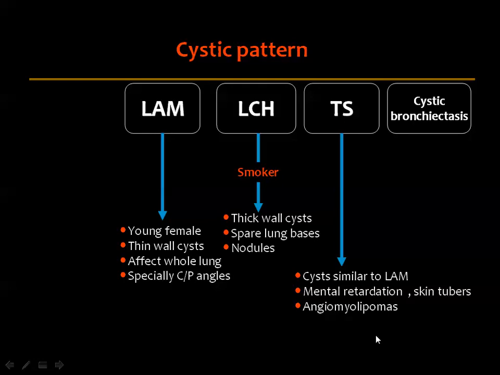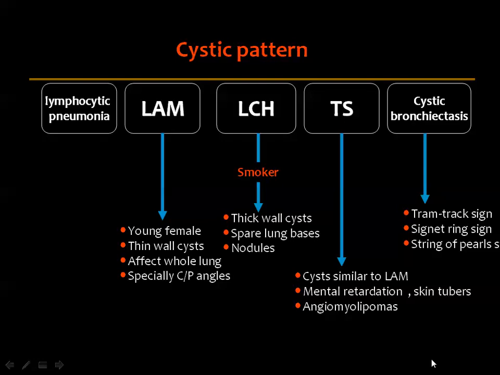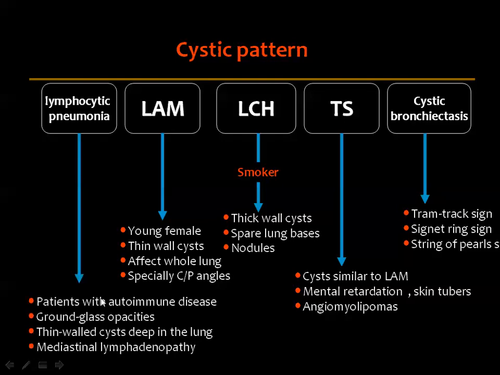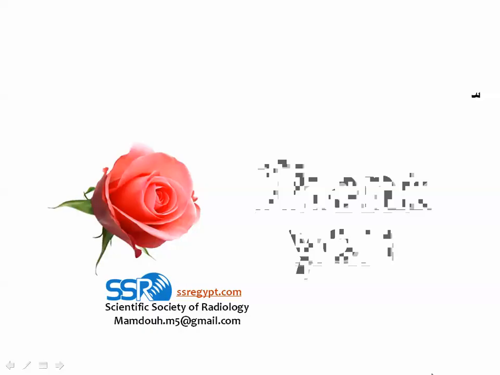In cases of cystic bronchiectasis, you can see the previously mentioned signs, including the tram track sign, the signet ring sign, and the string of pearls sign. And lymphocytic interstitial pneumonia: number one, patients with autoimmune disease. Number two, ground glass opacities, thin-walled cysts, and mediastinal lymphadenopathy.